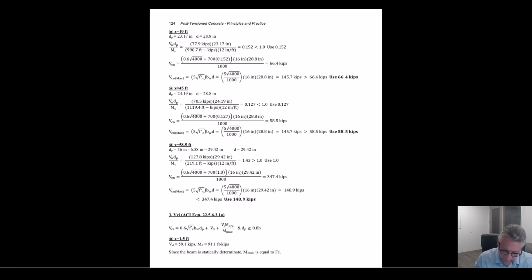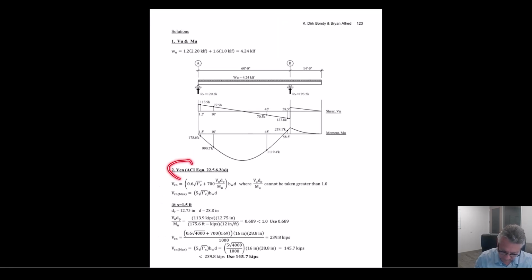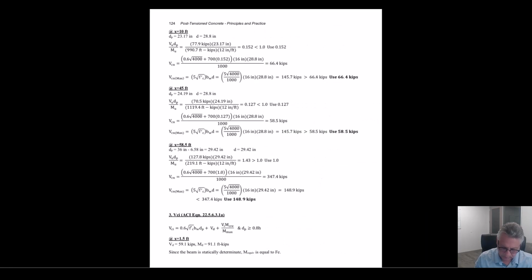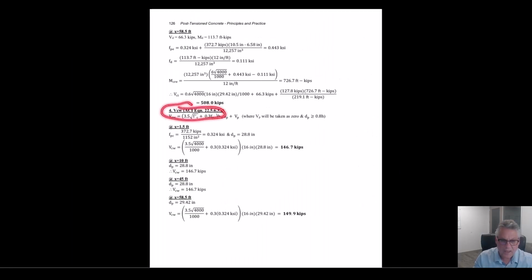So you'll go through this as I have. I did the VCNs at all the locations. I did the VCI at all the locations. VCW. And all those locations mean the things change when you have negative moment versus positive moment. So the D's are then measured from the opposite face. You can see where the complications come in, and that's why I'm having you do multiple locations.